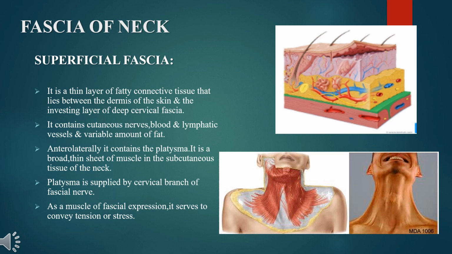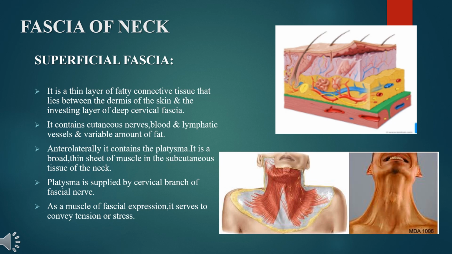Now the fascia of the neck. Like other regions in the body, structures in the neck are also surrounded by a layer of subcutaneous tissue, which is superficial fascia, and by the layers of deep cervical fascia. So let's first talk about superficial fascia. It is a thin layer of fatty connective tissue that lies between the dermis of the skin and the investing layer of deep cervical fascia.